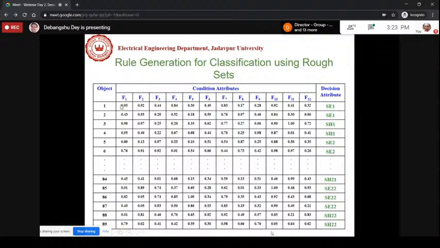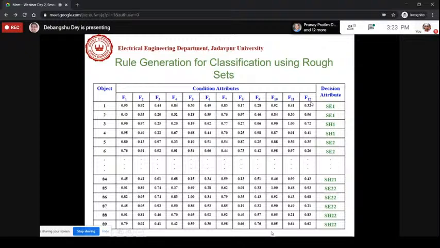So I have normalized the values, so between 0 to 1 we have plotted. So 0.95, 0.43 for different cases. Feature F1 has different values. Feature F2 has different values. F3, F4 and so on up to F12.